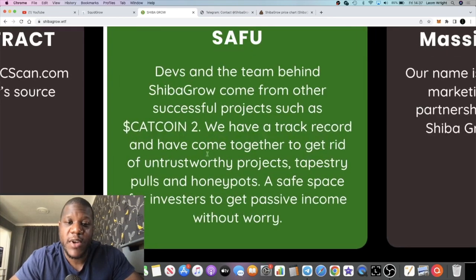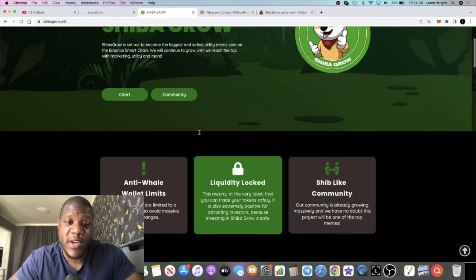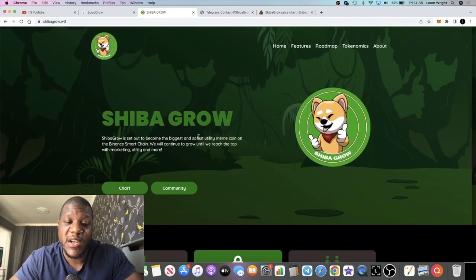With Shiba Grow, they also have a team with a bit of a reputation, because they are from the development of Catcoin. If you remember, Catcoin in the last meme coin season went absolutely nuts, and it started a whole Catcoin trend. We've got the Dogecoin and Dogcoin trends, and Catcoin started the Catcoin trend. So if these guys had previous success there, there's probably no reason why they can't leverage those communities and bring that success over to Shiba Grow as well. I just wanted to highlight that.